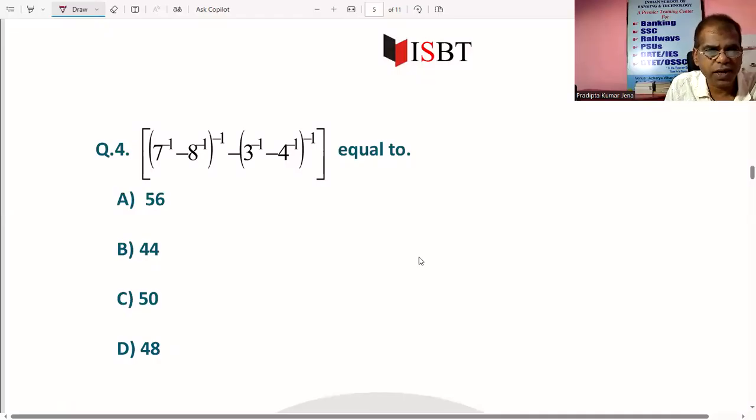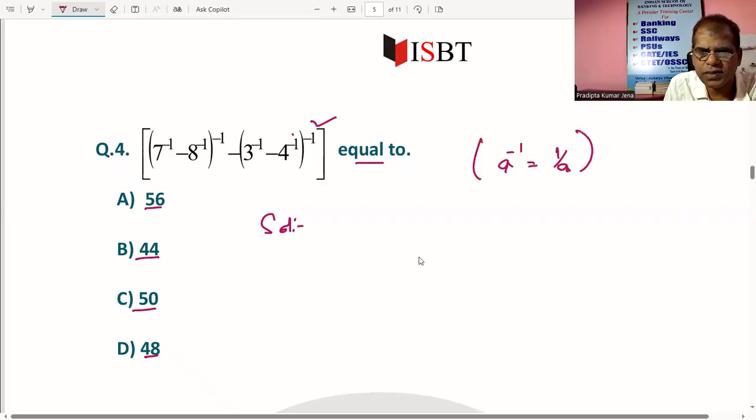Then come to the fourth question. (7 to the power -1 minus 8 to the power -1) whole to the power -1, minus (3 to the power -1 minus 4 to the power -1) whole to the power -1. What is the value? Options are 56, 44, 50, 48. Come to the solution. We know that a to the power -1 is equal to 1 by a. This is the formula, so apply this formula here.